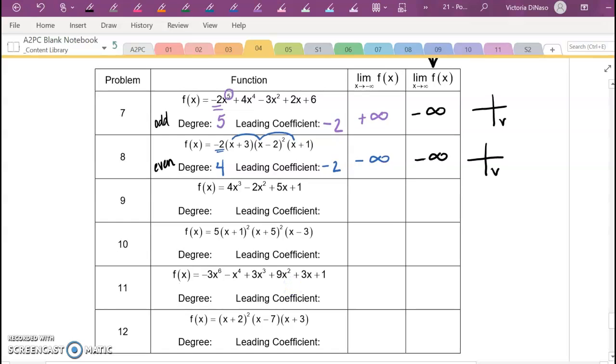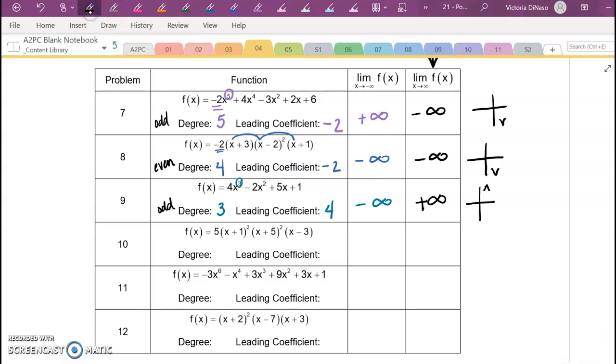For number 9, the highest degree in standard form is 3. And my leading coefficient is a positive 4. So if we were to draw a rough graph over here, the leading coefficient is a positive number, so we have up. And the degree is 3, which is an odd number. So we have positive infinity on the right-hand side, but on the left-hand side, since it's odd, it's going to be opposite. So the opposite of positive is negative infinity.